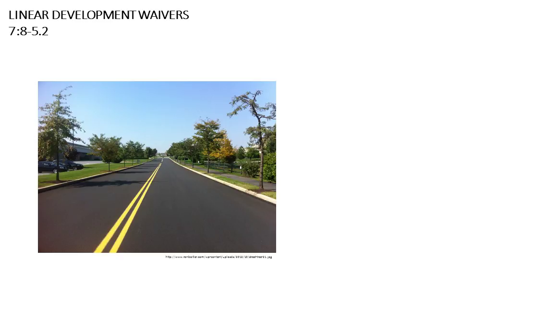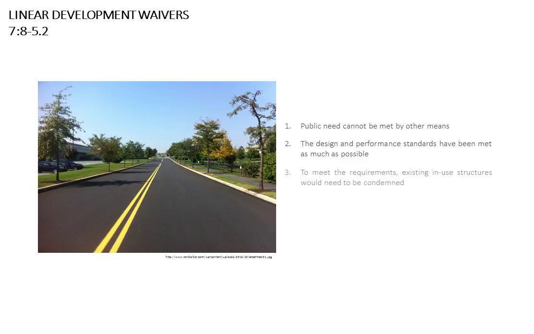The public need for the project cannot be met by other means. The design and performance standards have been met as much as possible through the use of non-structural and structural measures. For the applicant to meet the requirements, existing in-use structures would need to be condemned, and the applicant does not own or have rights to other areas within the same drainage area of the receiving waters where mitigation could be used to comply with the requirements that were not achievable on site.